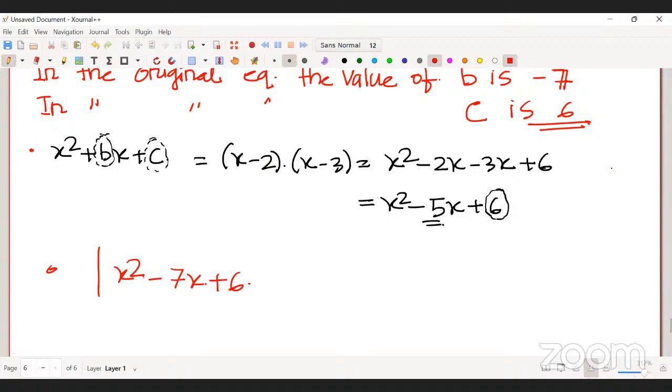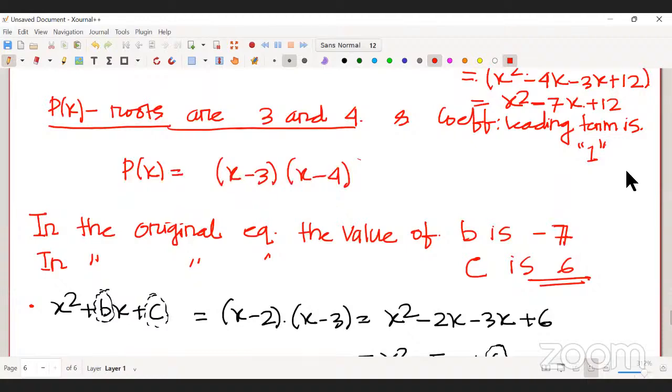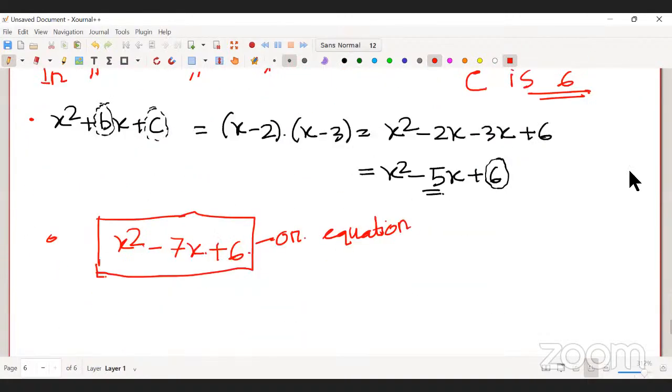So this is the original equation. Now you just need to find out the roots of this polynomial. This is probably 6 and 1. So I can write it as (x - 6)(x - 1). Okay, so I guess this is correct, right?